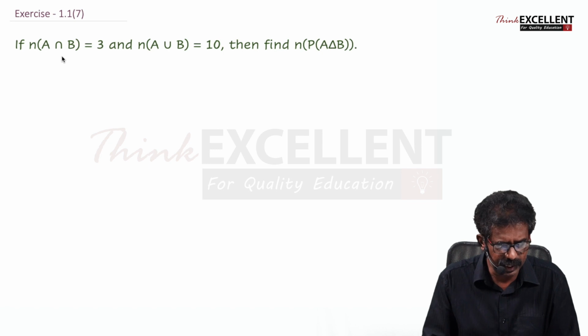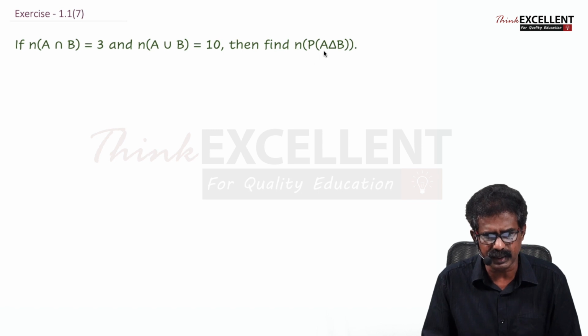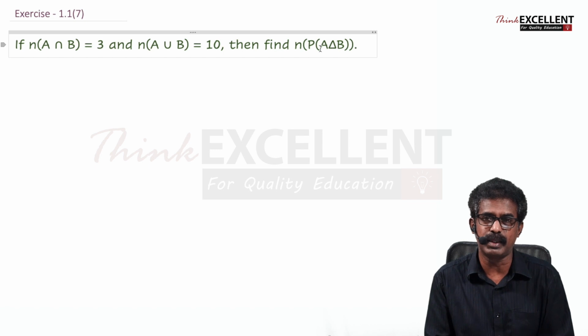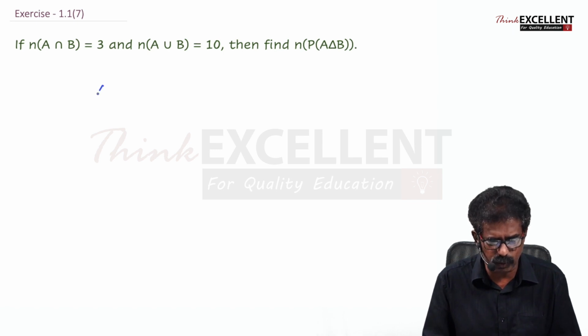n of A intersection B equal to 3. n of A union B equal to 10. Number of elements in the power set of A delta B. If you want to find number of elements in the power set of A delta B, first you find out number of elements in A delta B. Then 2 raised to n, right? So number of elements in A delta B. For that you must know what is A delta B.